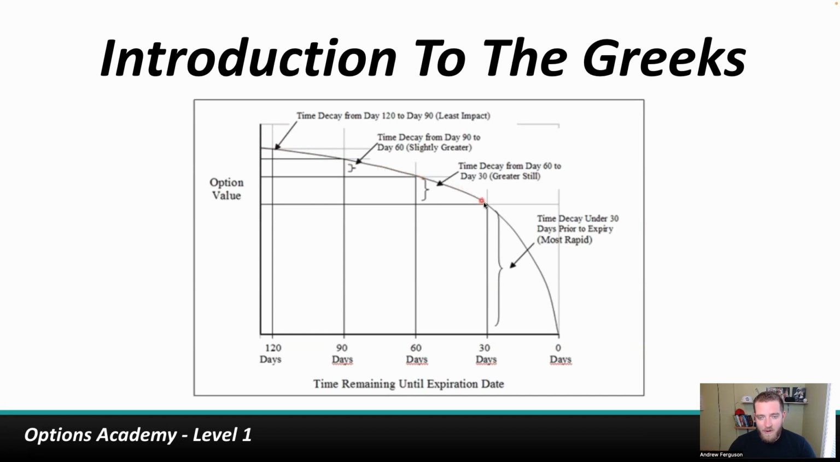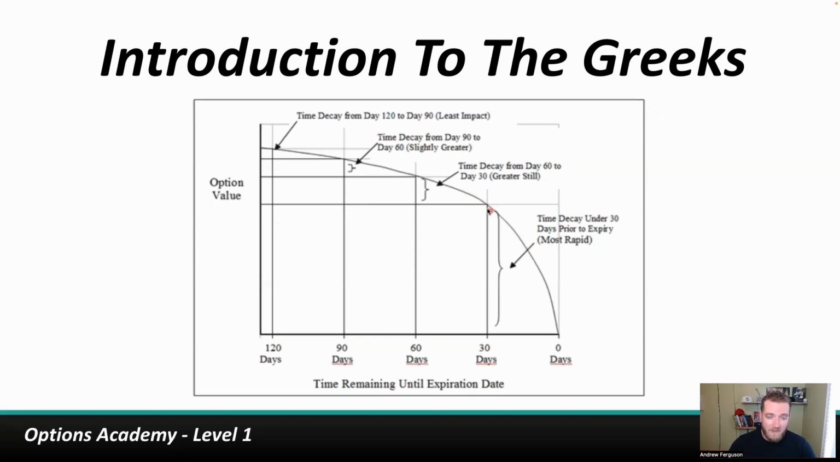Then from 60 to 30, again, it's starting to really kind of take off. And you see it kind of goes parabolic here at the 45-day range. And then from 30 to $0, it is a very, very rapid descent. And this is where you have to be careful if you're buying options. It's a really good place to sell options. I always target 30 days when I'm selling.